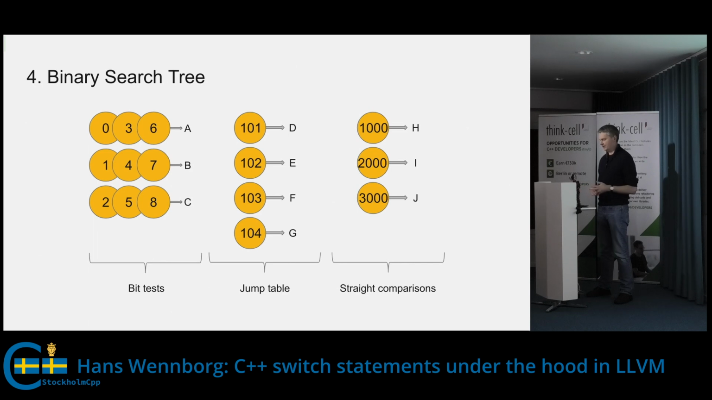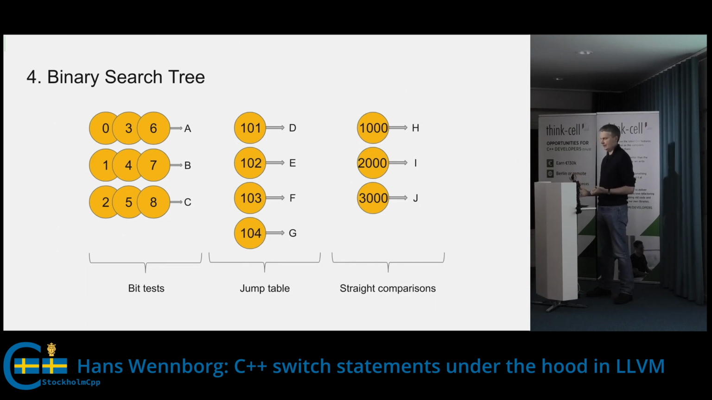Finally, when the whole switch doesn't meet the criteria of the previous 3 approaches, so those were kind of limited, right? They had limiting criteria. We fall back to the general solution, which is to build a binary search tree. And that's kind of the classic switch lowering strategy. You look at the case in the middle, see if your value is lower or higher, and then you go left and right in the tree that way.